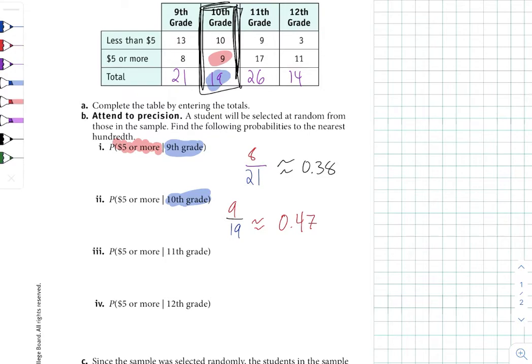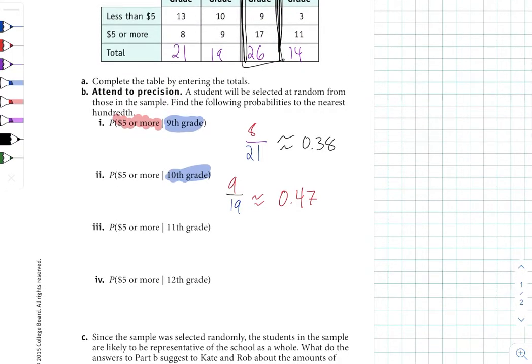All right, so now I'm going to do the same thing I just did, but now I want to work in 11th graders, right? That's our new condition. So I'm only really looking in that 11th grade column. I know that there are a total of 26 11th graders, so I can go ahead and put that in my denominator. And it looks like out of those 26, 17 have $5 or more. 17 divided by 26 and then rounded is about 0.65.